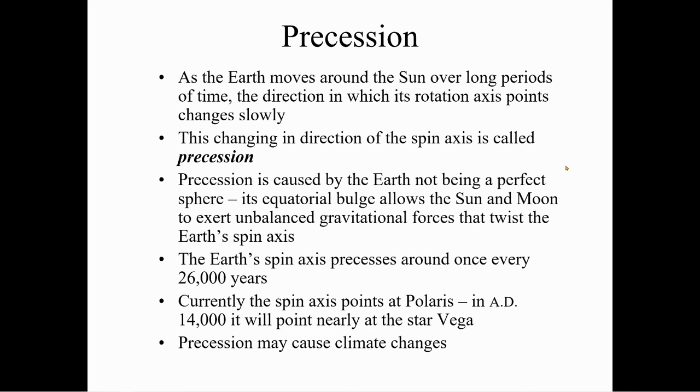The Earth's spin axis precesses around once every 26,000 years. Currently, the spin axis points at Polaris, but it will point nearly at the star Vega. Precession may cause climatic changes.